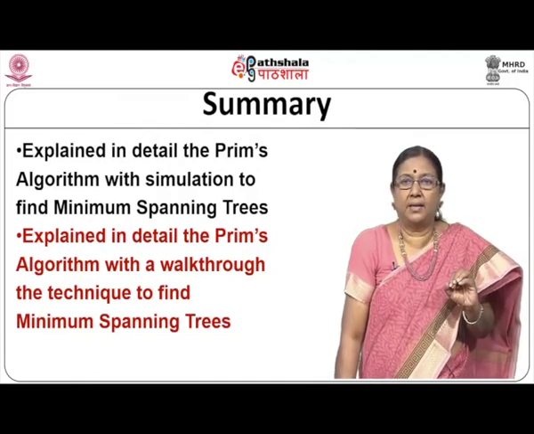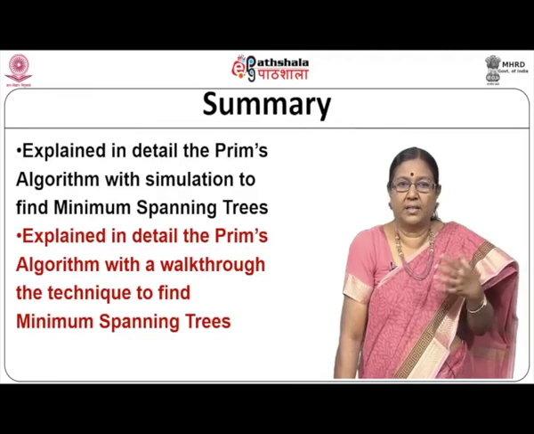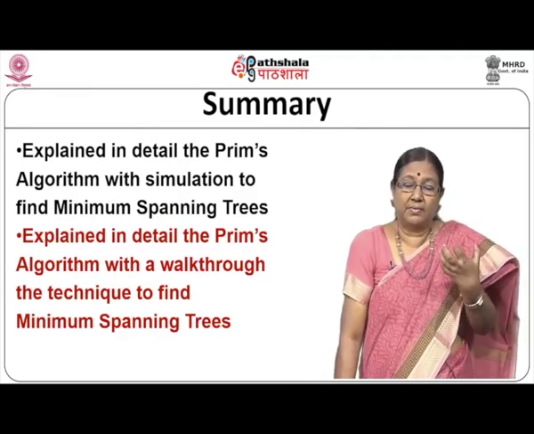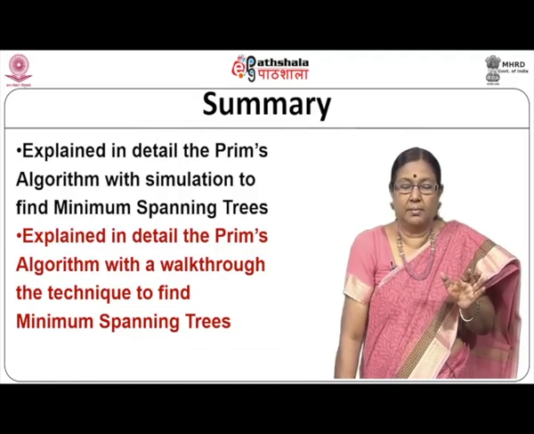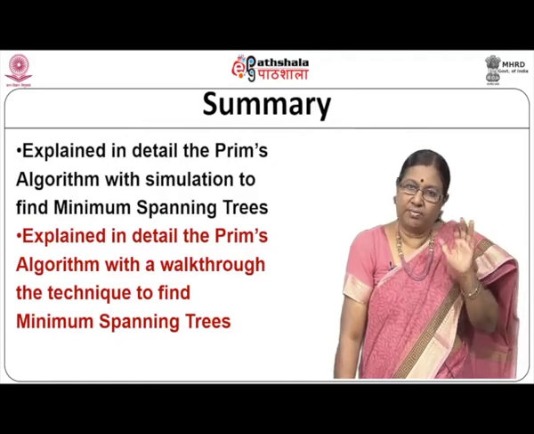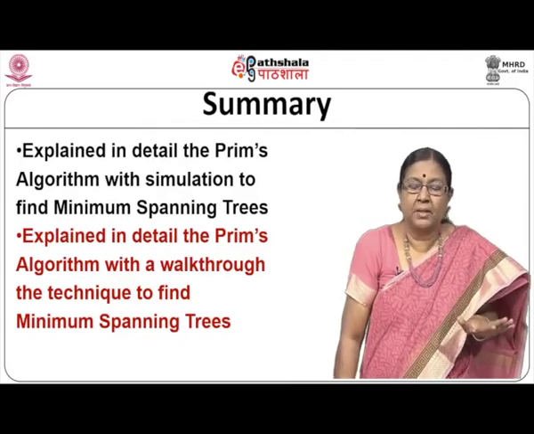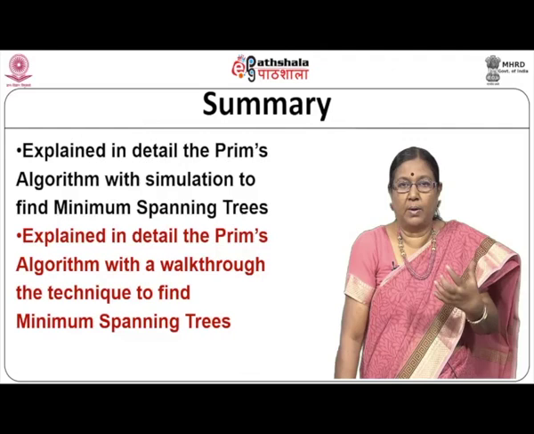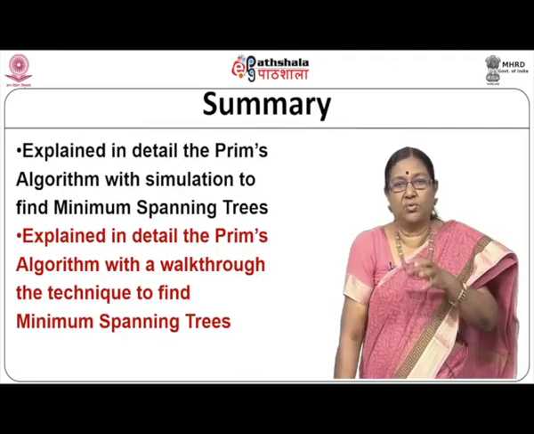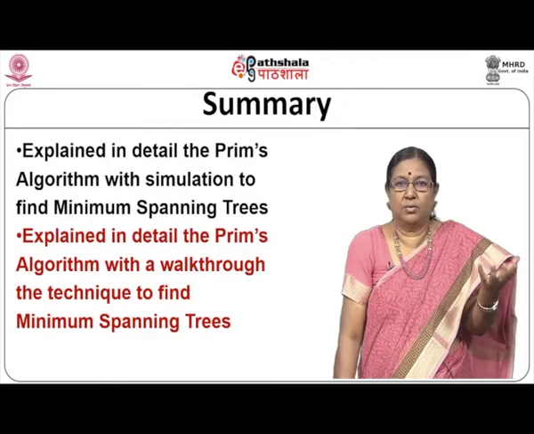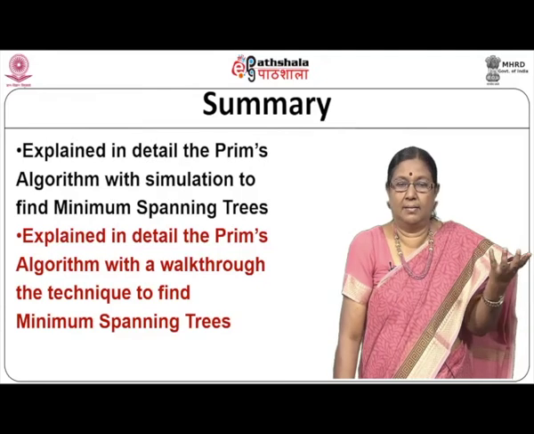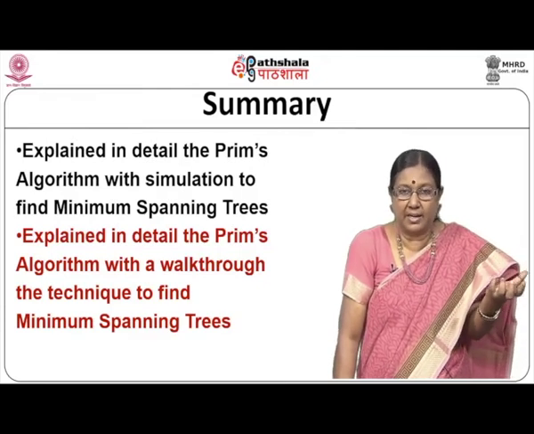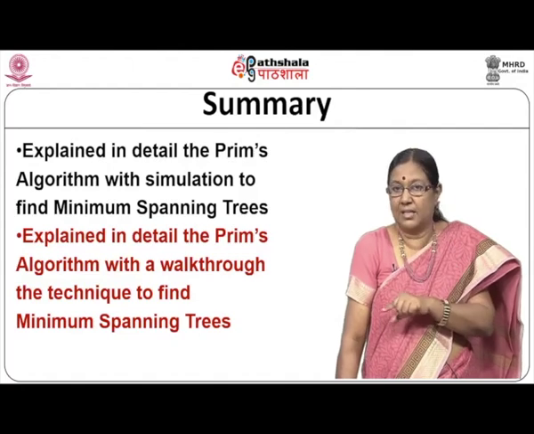In this module we have explained Prim's algorithm with a simulation to find the minimum spanning tree. We have tried to bring out the difference between Prim's algorithm and Kruskal's algorithm. Both algorithms give you the same minimum weight, both are trying to find the minimum spanning tree, but the approaches are completely different. One uses edges and one uses nodes. One needs to see the whole graph at once, while Prim's does not need to. In Kruskal you have to find whether a cycle is formed when you add an edge. Here that does not arise because you are not adding an edge, you are adding a node.